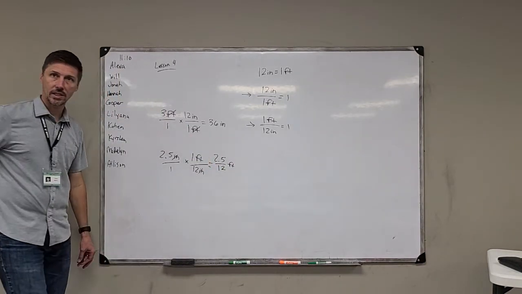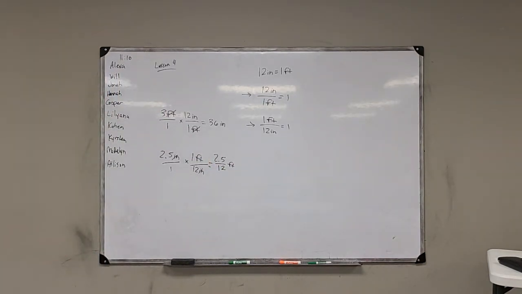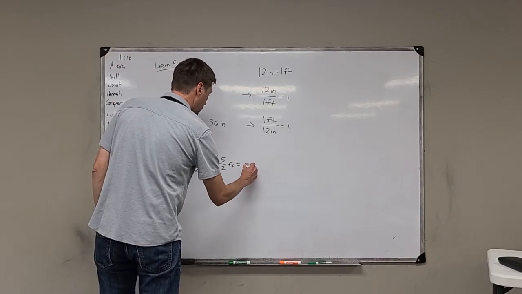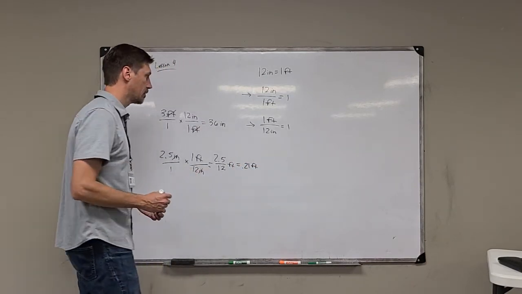And I don't know, we'd have to punch that in the calculator to see what that was. Let's do it so you'll see it. 2.5 divided by 12 equals, we'll round that to 0.21. So the answer would be 0.21 feet, okay?